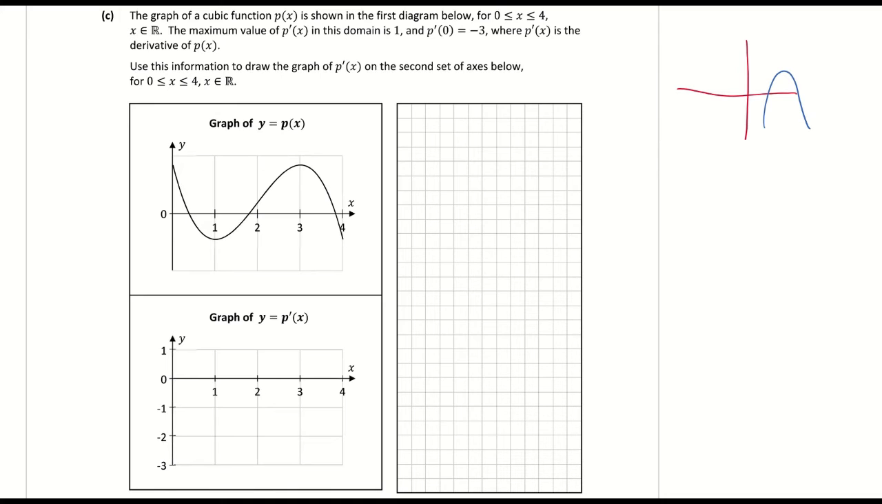A couple of things we can use here to find out where it crosses the x-axis for my p dash of x. The quadratic will cross the x-axis at the maximum and the minimum turning point of the cubic. So here's the minimum and here's the maximum of the cubic. And if I just drop down dotted lines here, so here at 3 and at 1, they're the roots basically of my quadratic function.